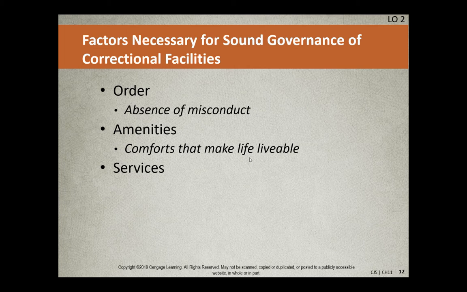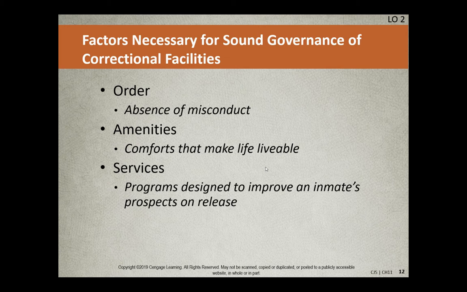According to the same study and same research, in the absence of these three things, order, amenities, and services, inmates will come to see their imprisonment as not only unpleasant but unfair, and they will become more and more difficult to control.